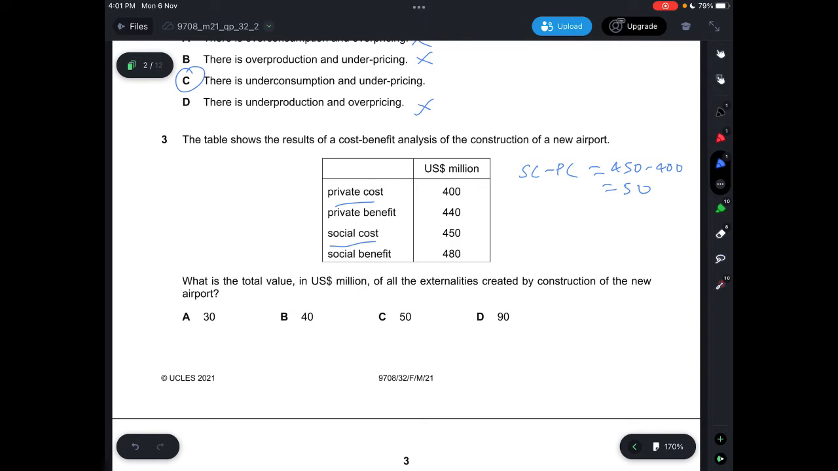And then we're now going to calculate external benefit. Just take social benefit minus private benefit, so that'll be SB minus PB, 480 minus 440, you get 40. You just have to add that up together, and then you get 90, so this will be $90 million of externalities created. So the answer is D.